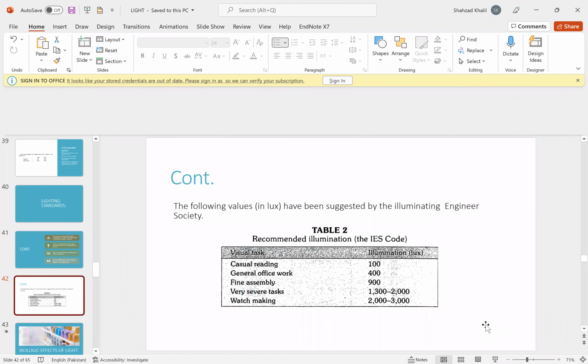The following values in lux have been suggested by the Illuminating Engineering Society. As you can see, it depends on the visual task. Casual reading needs 100 lux of illumination. General office work needs 400, fine assembly 900, very severe tasks 1300 to 2000, and watchmaking needs 2000 to 3000 lux.